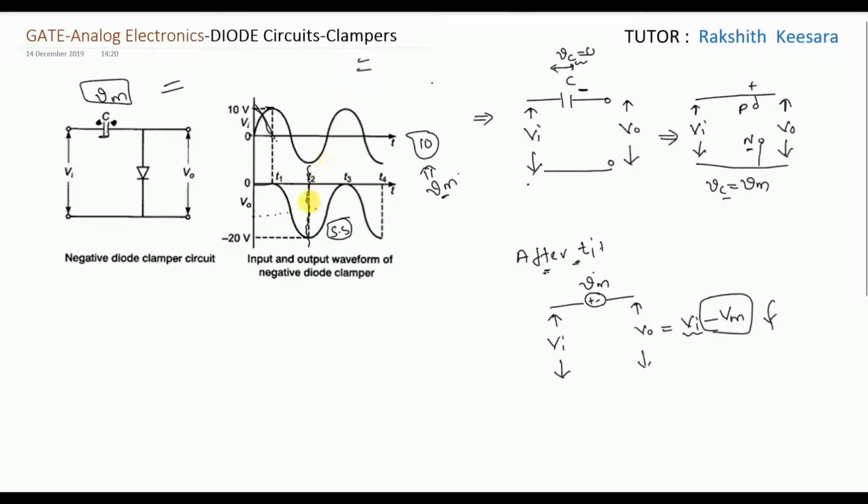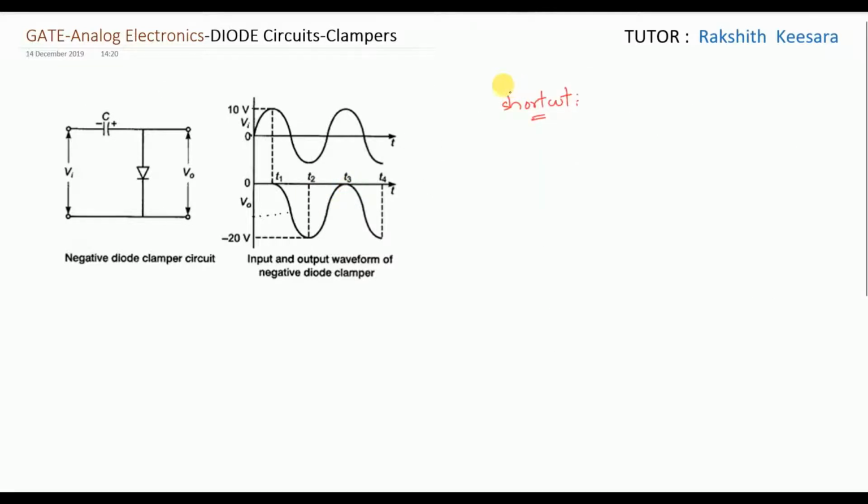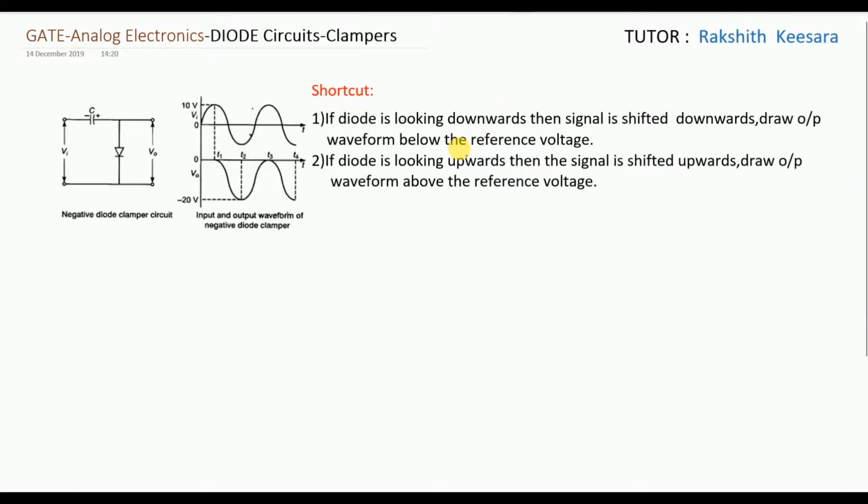Now I will tell you a shortcut. With that shortcut you can write any waveform directly. So shortcut is, first see the diode direction, guys. If diode is downwards, then the waveform is shifted downwards. If diode is looking upwards, then the waveform is shifted upwards. It is the first point. So I wrote the same thing here, guys. If diode is looking downward, then the signal is shifted downward. Draw output waveform below the reference voltage. Reference voltage is nothing but the voltage which is there here.